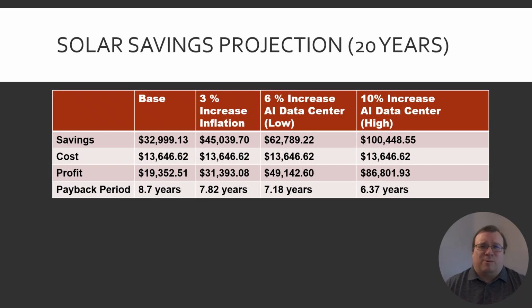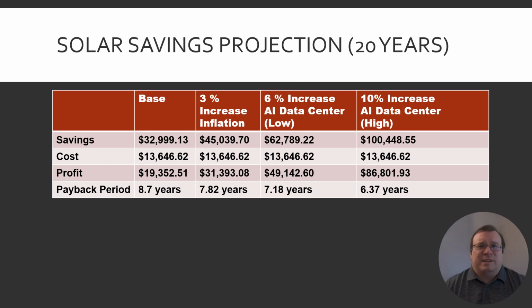Most solar companies warranty the system for 20 years, so we'll use 20 years for this projection. If we look at the base, which means no inflation is applied, we see that the homeowner will make $19,352.51 in profit. The homeowner will also recover their costs in 8.7 years.